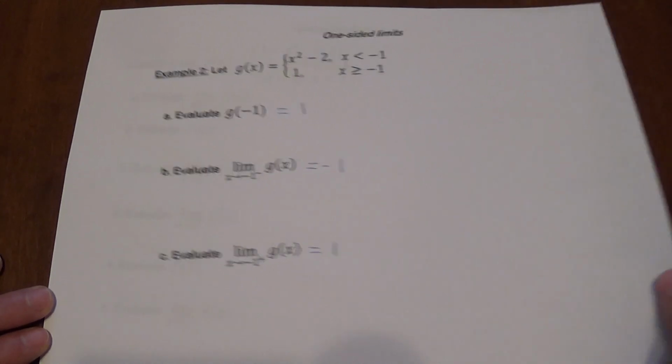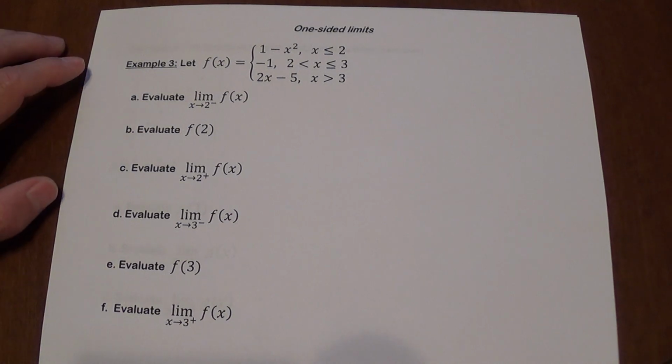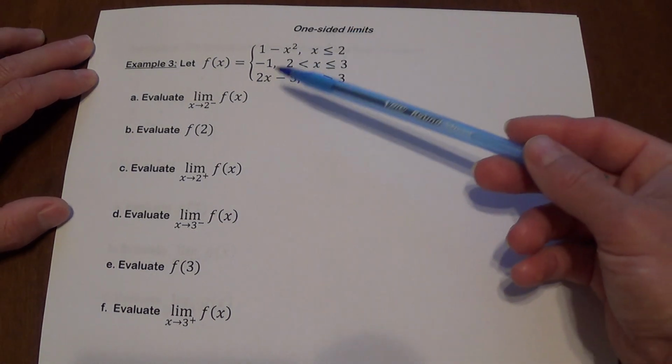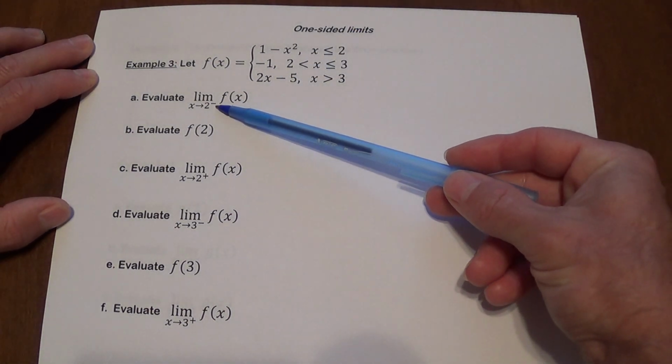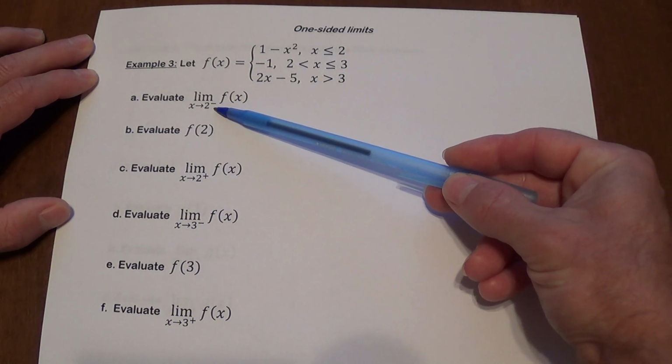Okay, another example. This one's a little busier. As you can see, it's defined by 3 different functions. We're going to go ahead and start from the beginning. This one's asking us to find the limit of f of x as x approaches 2 from the left.